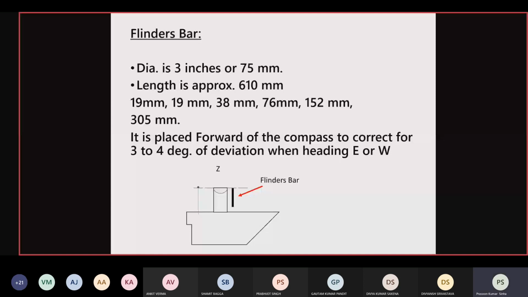This is placed, as you are seeing in the last line, forward of the ship, and this is able to correct some 3-4 degrees of deviation when the ship is heading east or west.